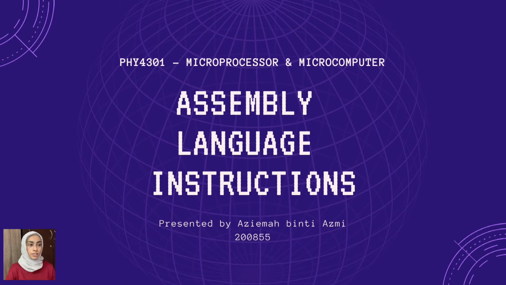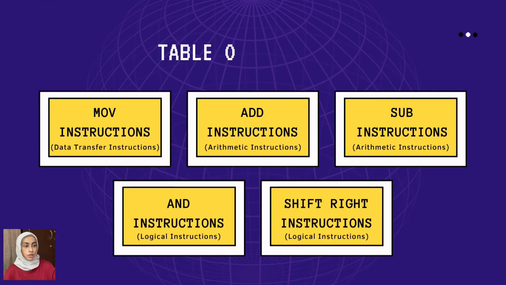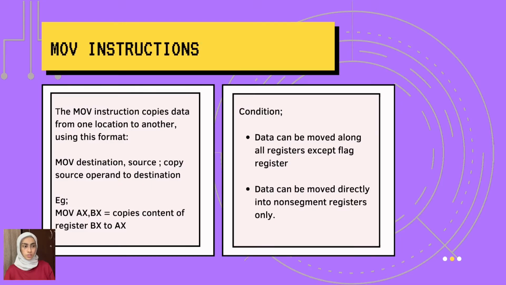So for the final assessment of PHY4301 microprocessor and microcontroller, I'll be explaining about 5 simple assembly language instructions. In this video, I'll be explaining 5 instructions, which are MOV instructions, ADD instructions, SUB instructions, AND instructions, and shift right instructions. So let's proceed with the first one, which is the MOV instructions.